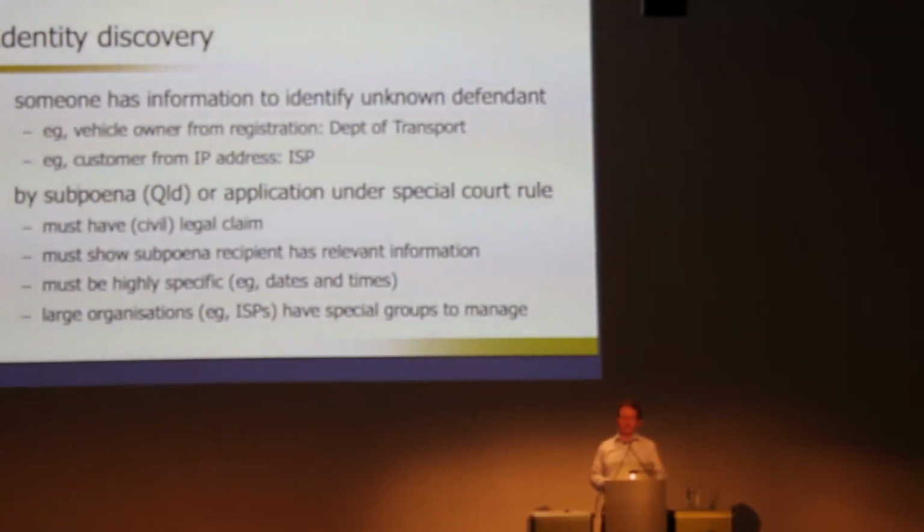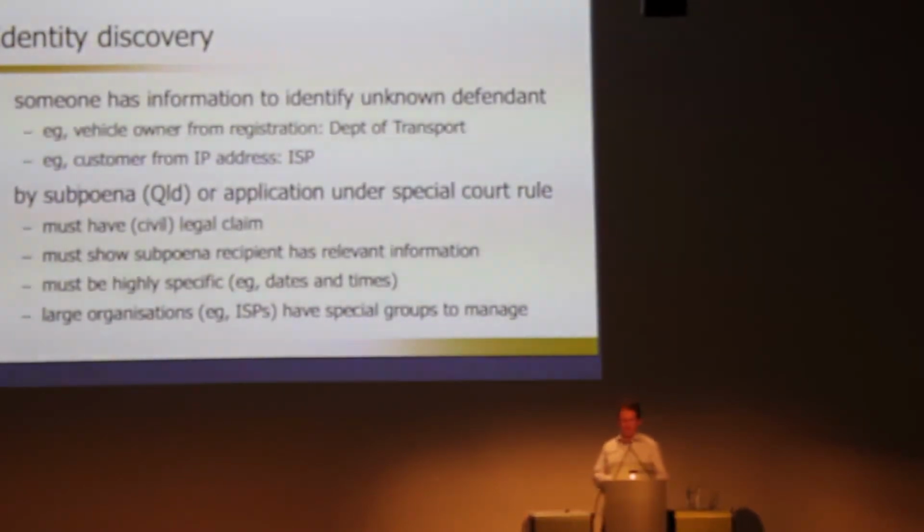There's some rules about identity discovery. You must potentially have a civil legal claim against the individual. You can't just go around subpoenaing people's registration numbers because you either like or didn't like the look of them on the street. You must show that the recipient, as the Telstra or the ISP or whoever, has relevant information. It's pretty easy with an ISP because everyone knows they maintain customer records and then they associate them with particular IP addresses at particular times. But sometimes you need to convince a court of that. Judges are very good, but they aren't necessarily 100% up to speed with how the internet works, so sometimes you have to prove that.